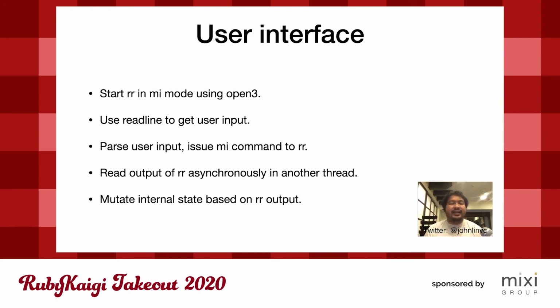And so for the user interface of mruby-rr, first we start RR in MI mode using popen. Then mruby-rr will use readline to get user input. It parses the user input and issues the corresponding MI commands to RR, reads the output of RR asynchronously in another thread, and mutates internal state based on the RR output, like getting the breakpoint number and stuff like that.